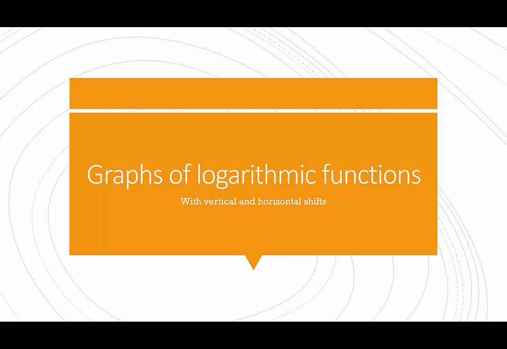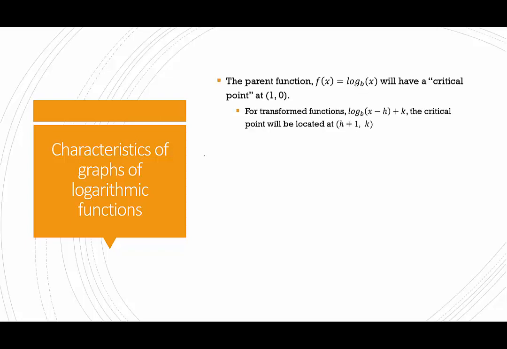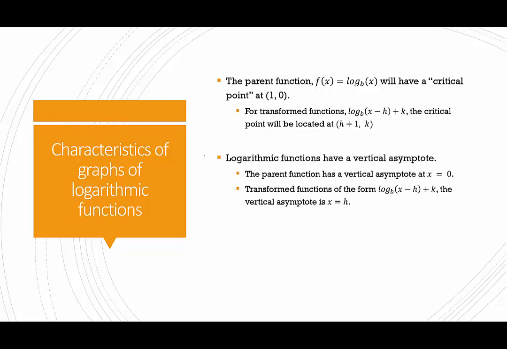In this video, we are going to look at graphing logarithmic functions that have vertical and horizontal shifts. Before we get started with graphing, let's review some key characteristics of the graphs of logarithmic functions. First, a parent function has a critical point at (1, 0). The transformed functions that we're going to see today will have a critical point at (h + 1, k).